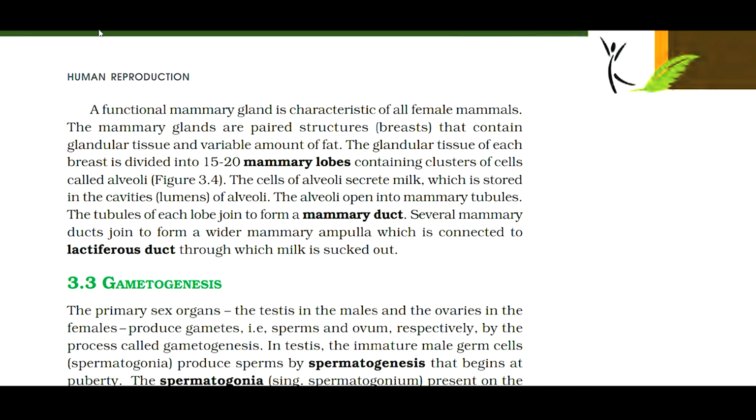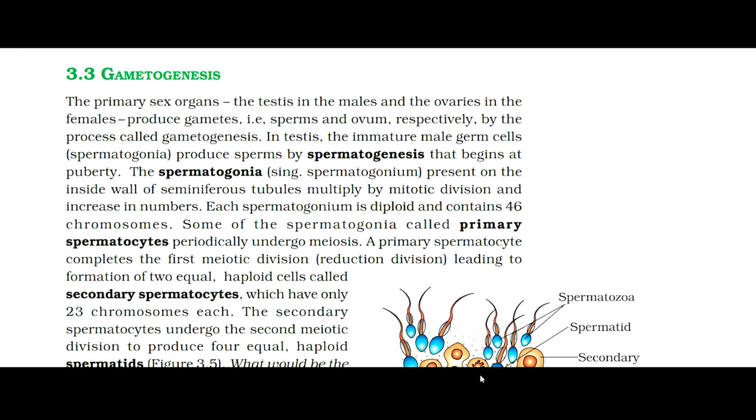3.3 Gametogenesis. The primary sex organs, the testes in the males and the ovaries in the females, produce gametes, that is sperms and ovum, respectively, by the process called gametogenesis. In testes, the immature male germ cells, the spermatogonia, produce sperms by spermatogenesis that begins at puberty. The spermatogonia, which is singular spermatogonium, present on the inside wall of seminiferous tubules, multiply by mitotic division and increase in numbers. Each spermatogonium is diploid and contains 46 chromosomes.